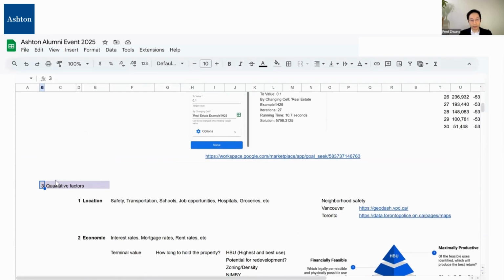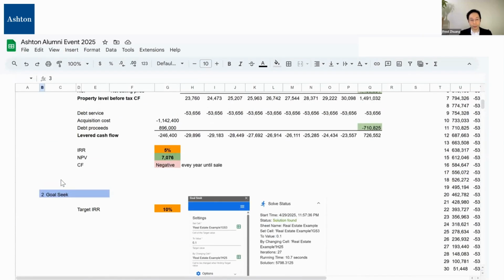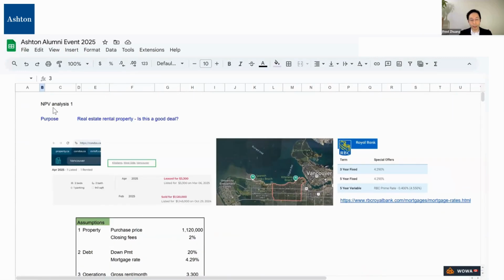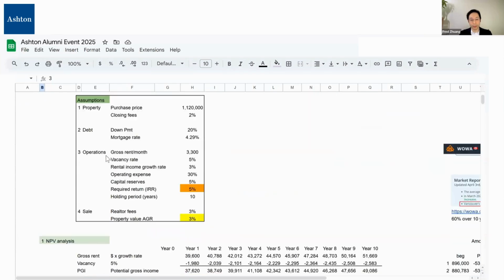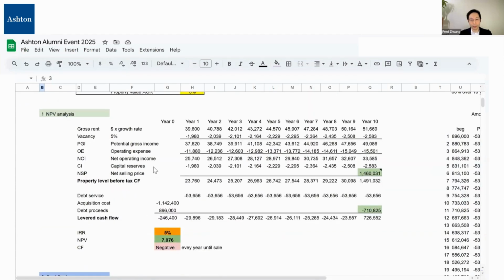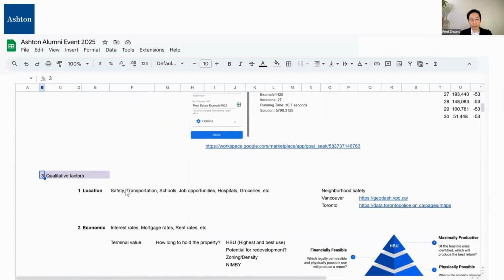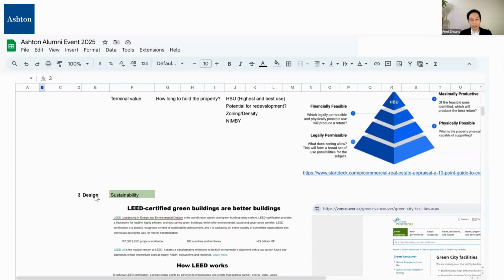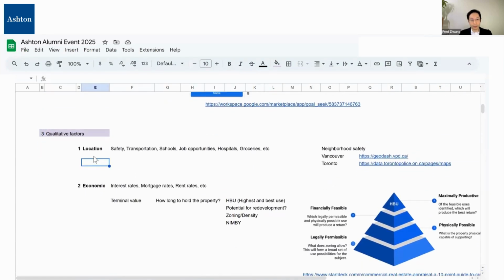The next topic is qualitative factors. We have to remember, even though we're doing an NPV analysis, which is mostly quantitative, where we're trying to calculate if the project is profitable or not, we also need to consider qualitative factors, and there could be many. The first one is the location, the most important one for real estate. How safe is the neighborhood? How convenient is the transportation? Are there any good schools, job opportunities, all the convenient factors, hospital, groceries?